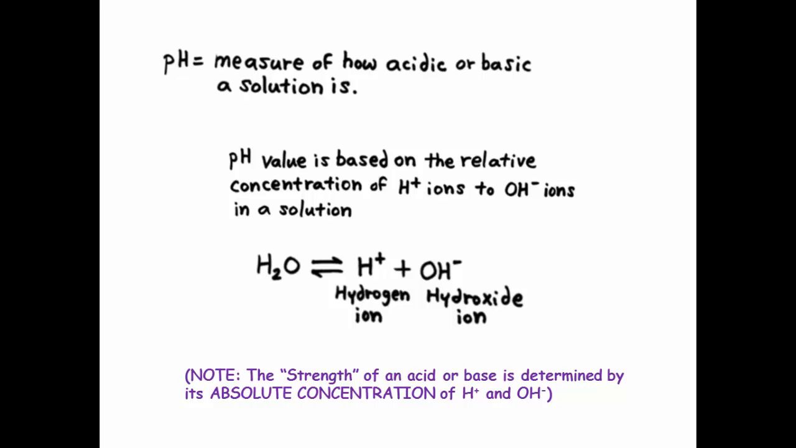Now the pH does give us an indication of the difference in the concentration of these two ions, but it doesn't necessarily give us a really good indicator of how strong the acid or base is. So note, it's important to understand that the strength of an acid or base is determined by the absolute concentration of hydrogen and hydroxide ions. And so the strength is based on the amount of imbalance.